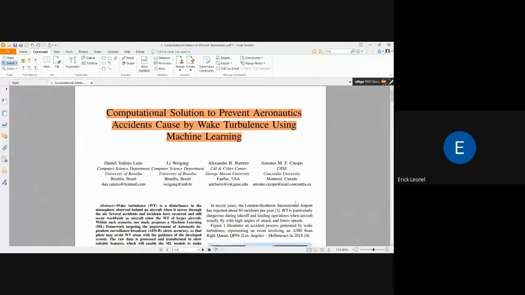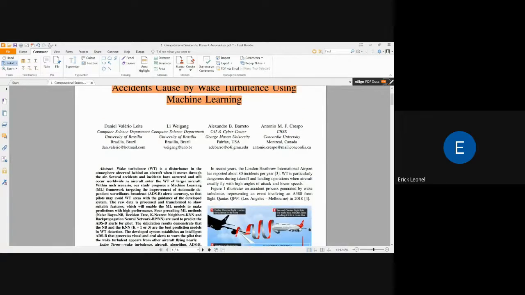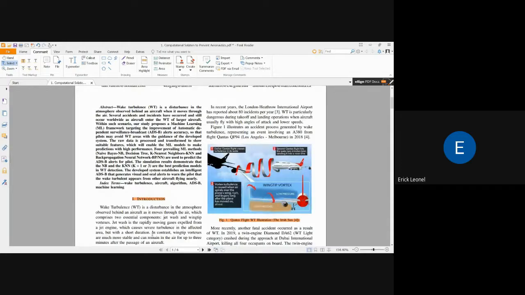Okay, good morning, everyone. Today, I'm going to inform you about a computational solution to prevent aeronautics accidents caused by wake turbulence using machine learning. This paper proposes a solution integrating the automatic dependent surveillance broadcast ADS-B system with machine learning methods in order to perform real-time pilot alerts to avoid possible accidents.